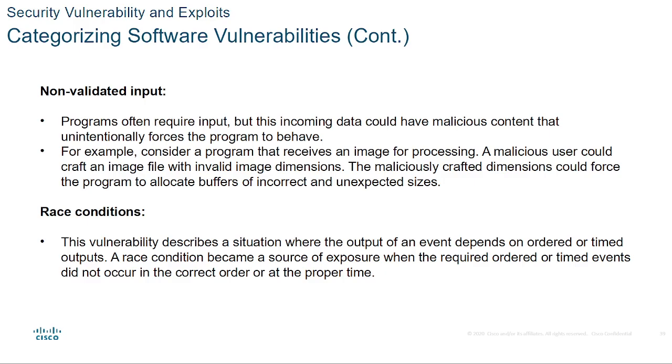Another category of software vulnerability is race conditions. This vulnerability describes a situation where the output of an event depends on ordered or timed inputs. A race condition becomes a source of exposure when the required order of events does not occur in the correct order or at the proper time.